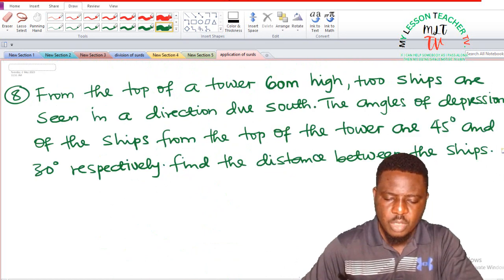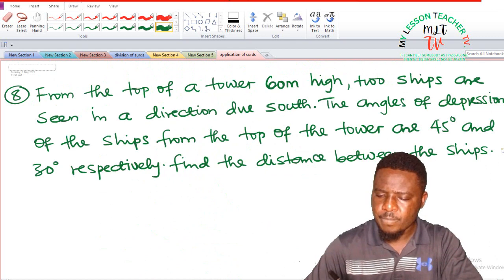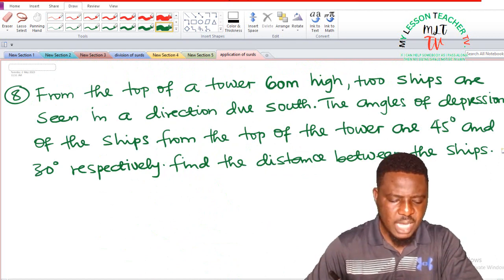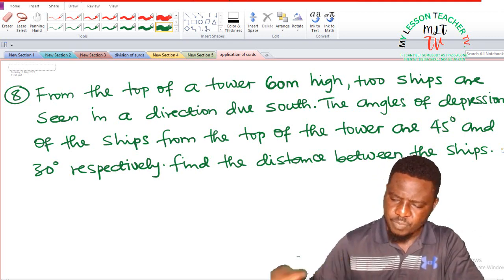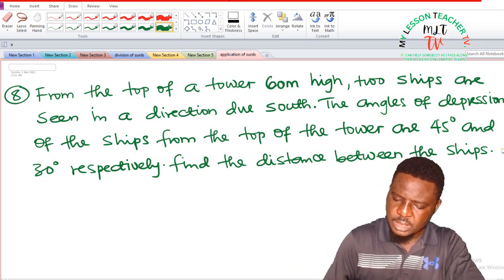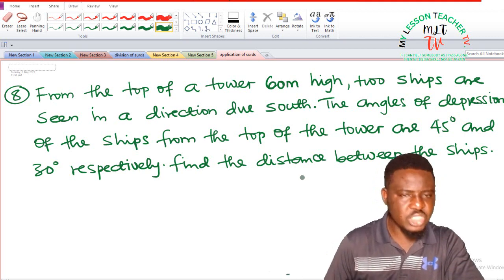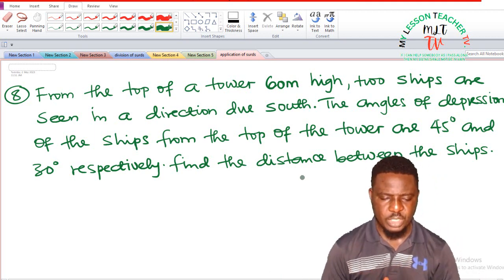Question 8. That from the top of a tower 60 meters high, two ships are seen in a direction due south. The angles of depression of the ships from the top of the tower are 45 degrees and 30 degrees respectively. That you should find the distance between the ships.